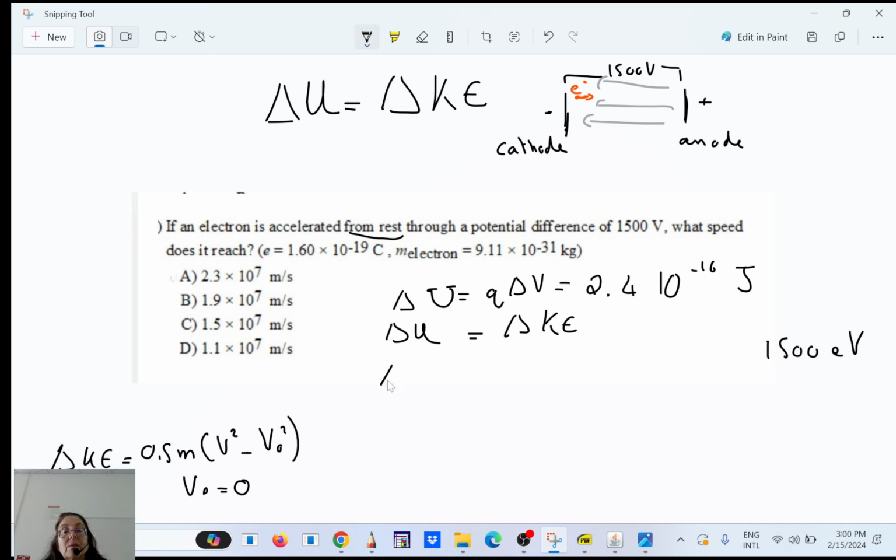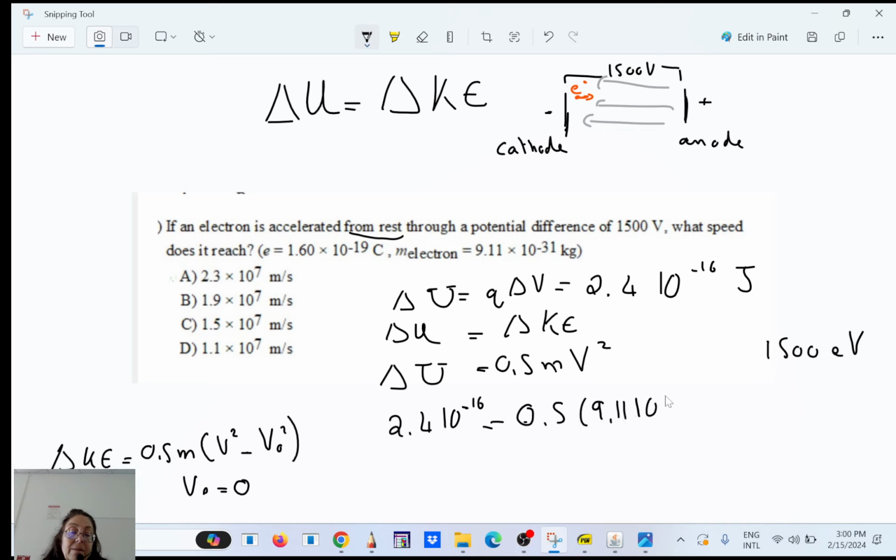Okay, so do it. So delta U equals 0.5 times the mass times v squared. So 2.4 times 10 to the negative 16 equals 0.5 times the mass, 9.11 times 10 to the negative 31st, and v squared. Is that clear? Okay.